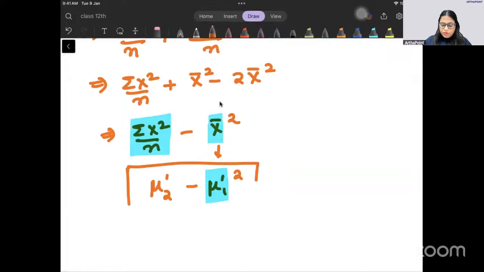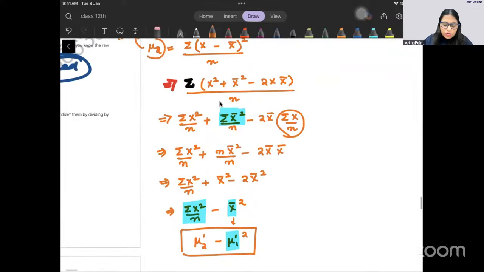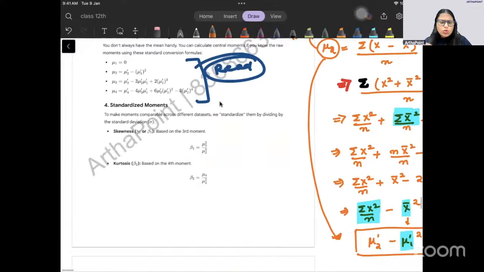So we have found out the relationship between movement around mean with raw movements. ये एक derivation है, एक का derivation I have shown you. Similarly, others can be derived. So those you don't have to understand derivations, but you just have to remember these formulas. ये formulas important है, ठीक है? Is it clear? So you have to remember the movement ka formulas.